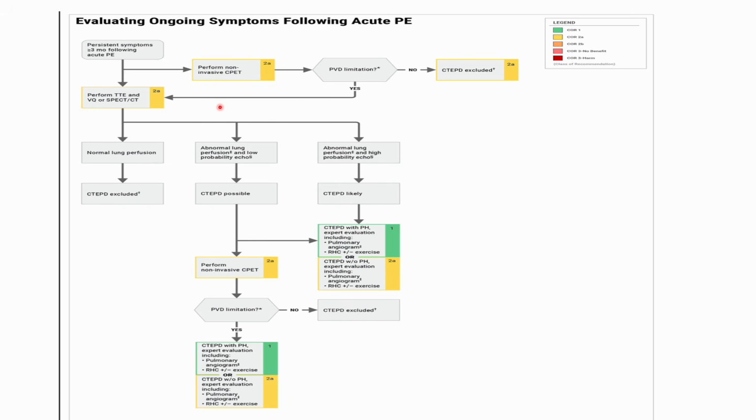And if it is positive for chronic thromboembolic pulmonary disease with or without hypertension, if it's with hypertension, you definitely have to do an angiogram, a right heart catheter with and without exercise test. And if it is without pulmonary hypertension, then also you would consider doing further testing and following up your patient. If you exclude chronic thromboembolic pulmonary disease, then you can follow your patient and give him pulmonary rehab.